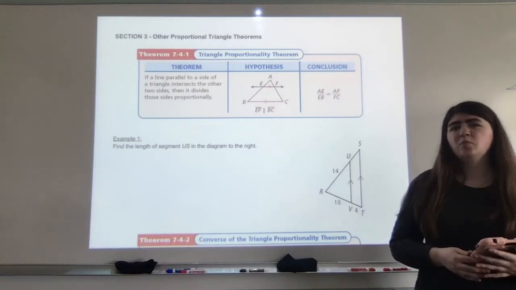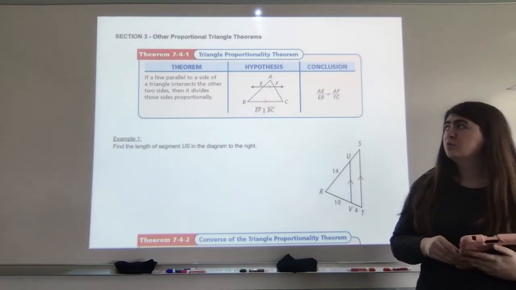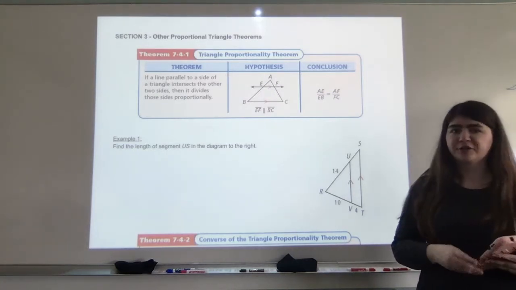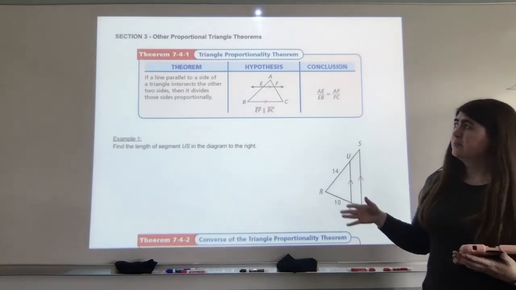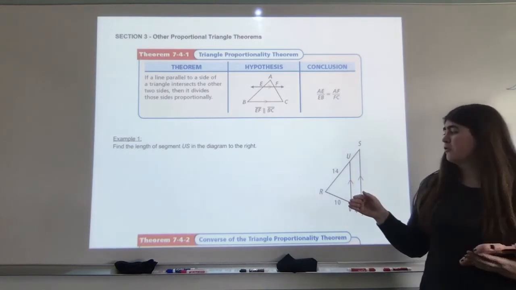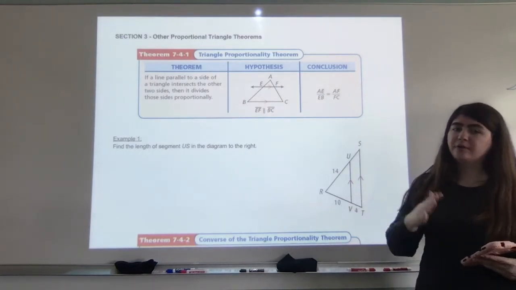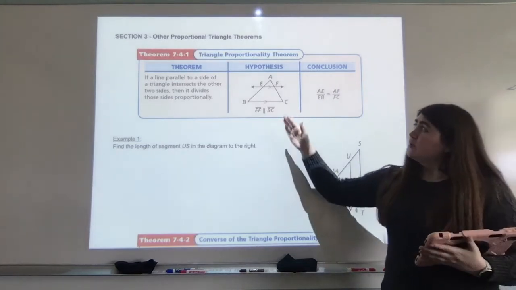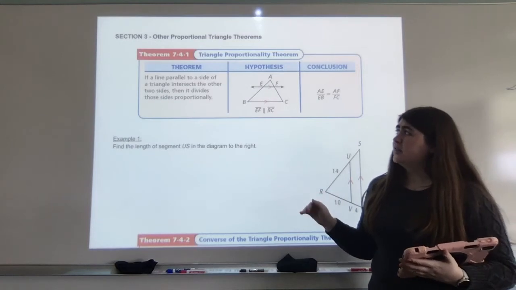Hello everyone, we are continuing Unit 8 about triangle similarity with Section 3, which will cover other proportional triangle theorems. So we've been using proportions to solve for missing pieces, but now we have these new theorems that are going to allow us to solve for some other missing sides when you don't have all of the information that you previously had.